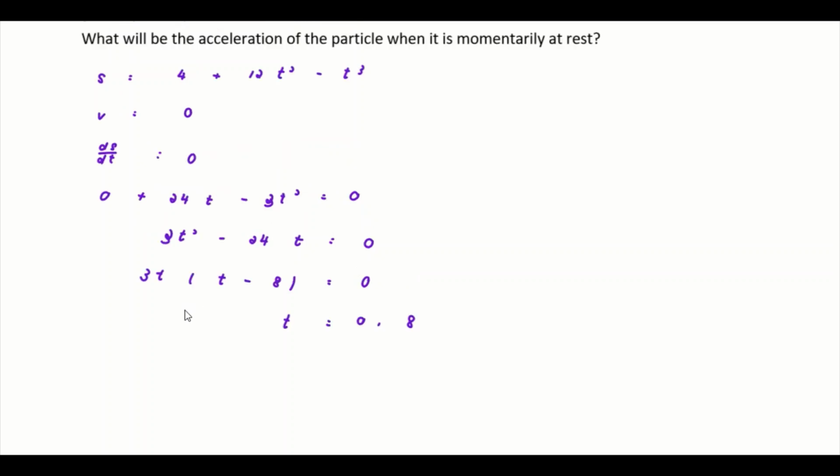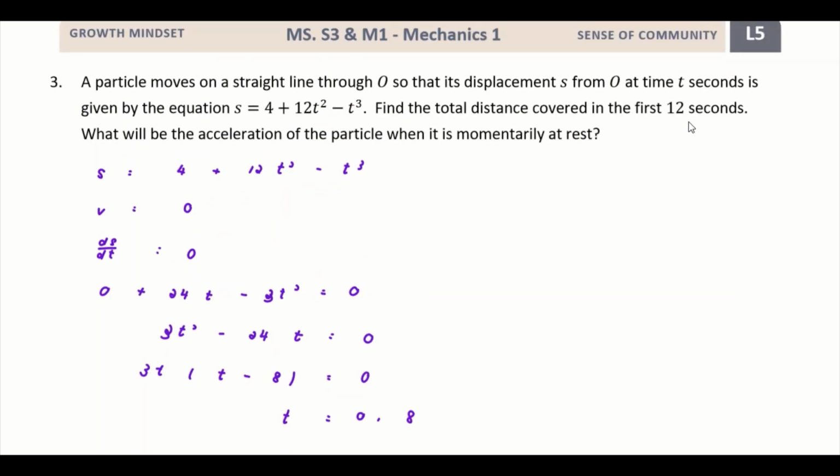Okay, similarly we need to find out for 0, 8 and then 12 here. It's easier because this one only changes direction one time. So when t equals 0, s is equal to 4 plus 12 times 0 squared minus 0 cubed. So for this question you can see that s is actually starting from 4, which means the origin is not the starting point of this particle. So you must be very careful in this kind of question.